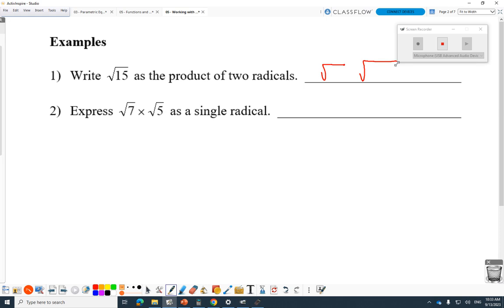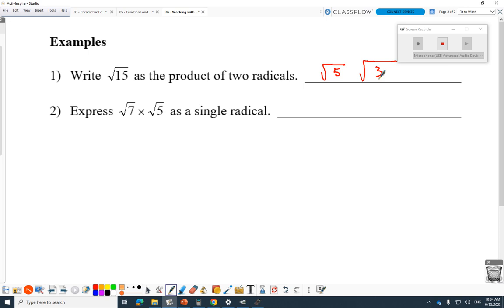3 and 5. There is another pair, 1 and 15, but that's not exciting. We usually don't use 1 in situations like this. There are other pairs. We could use 150 and 0.1, but that seems like a stupid thing to do, to go to complicated numbers. This is nice. Root 5, root 3. All I've shown so far is you could do that if you wanted to.